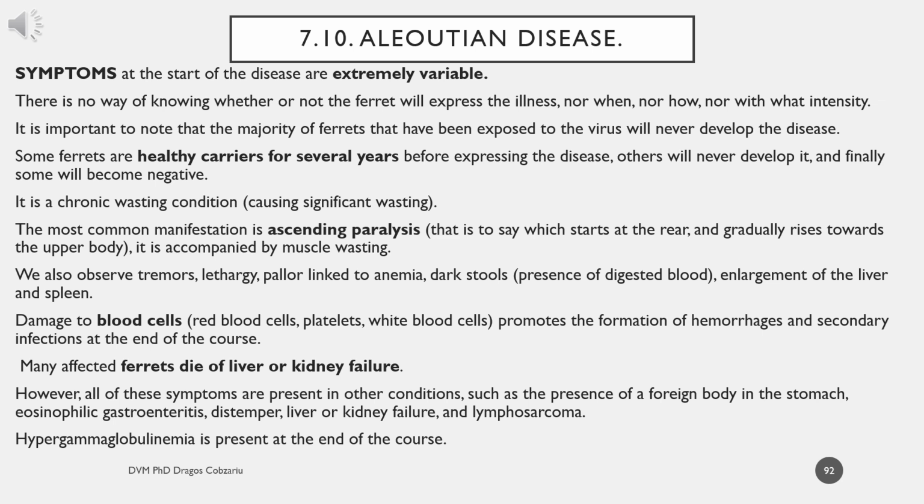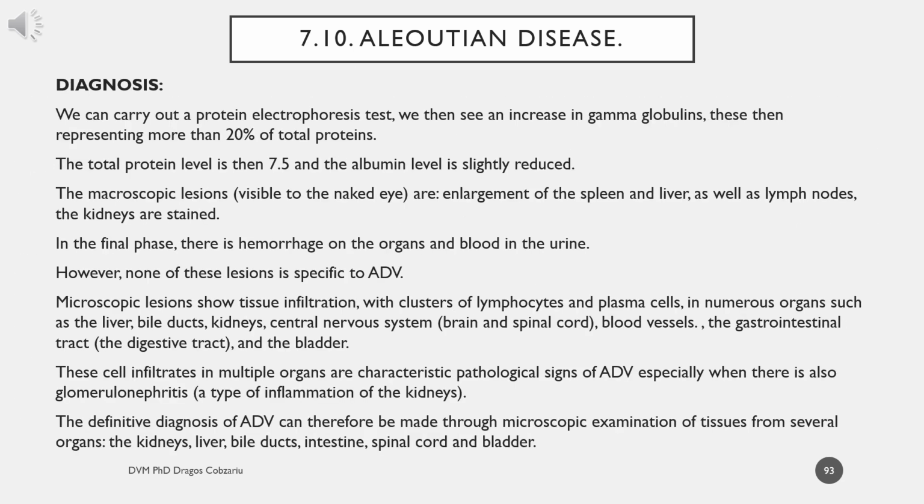However, all of these symptoms are present in other conditions, such as the presence of a foreign body in the stomach, eosinophilic gastroenteritis, distemper, liver or kidney failure, and lymphoma. Hypergammaglobulinemia is present at the end of the course. Diagnosis. We can carry out a protein electrophoresis test. We then see an increase in gamma globulins, these then representing more than 20% of total proteins. The total protein level is then 7.5 and the albumin level is slightly reduced.